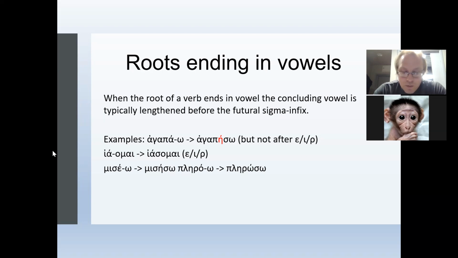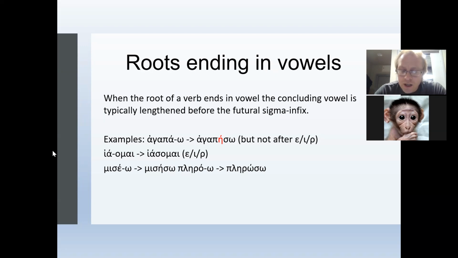Thus, agapao, meaning I love in the present indicative active, becomes agapeso in the corresponding future indicative form. And iamai, I cure, in the present medial indicative, becomes iasomai with the long alpha in the future tense. In the same way, miseo, I hate, becomes miseso, I will hate. And klero, I feel, becomes kleroso.